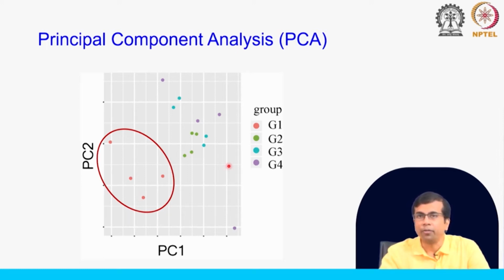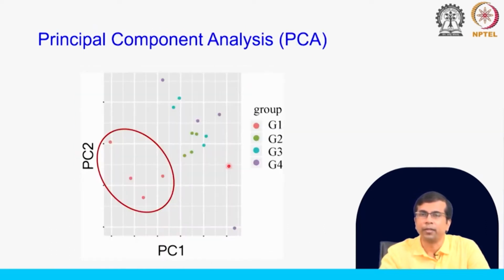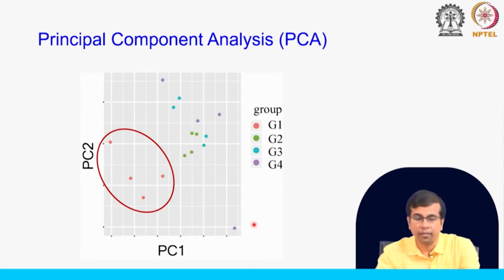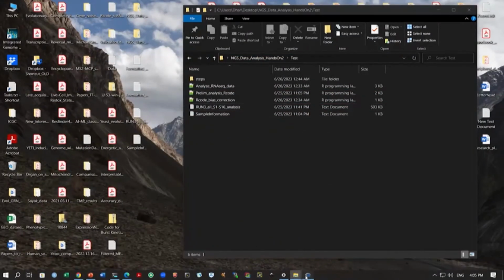So, given our data, we want to generate this kind of plots. We want to do this distance-based clustering and also the principal component analysis with R, and generate plots that will help us visualize the data. They will also help us decide whether we want to remove this replicate of G4 from our analysis, because it is an outlier and there was some issue with this sample. So, let us now move on to R and write the code to actually do this analysis.